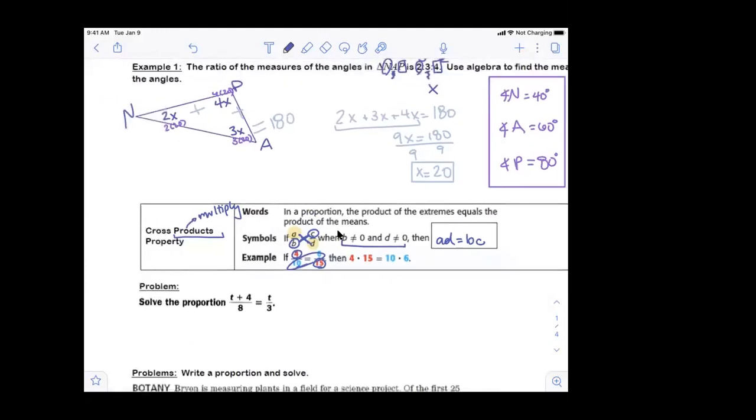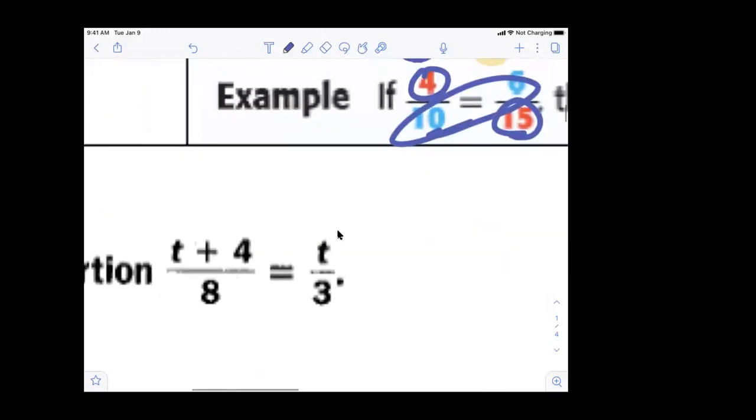We're going to be doing this often to solve for a variable. So that's the first problem we see here. We're going to solve the proportion (t plus 4) over 8 equals t over 3. Now we're going to cross multiply, and I'm going to tell you up front, be very careful. Okay, so let's do it. When I say be careful, it means don't just multiply anything until we write down the first step.